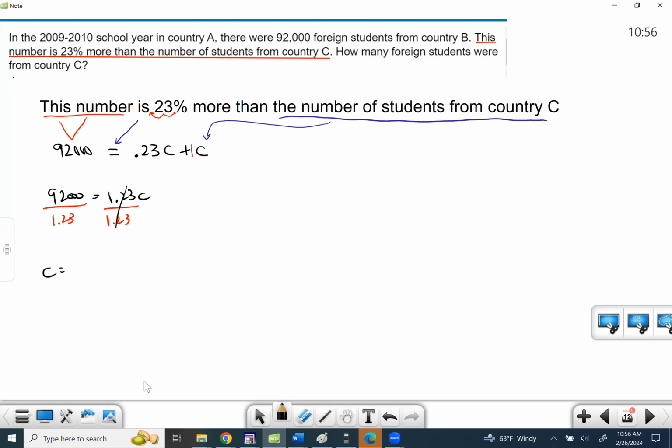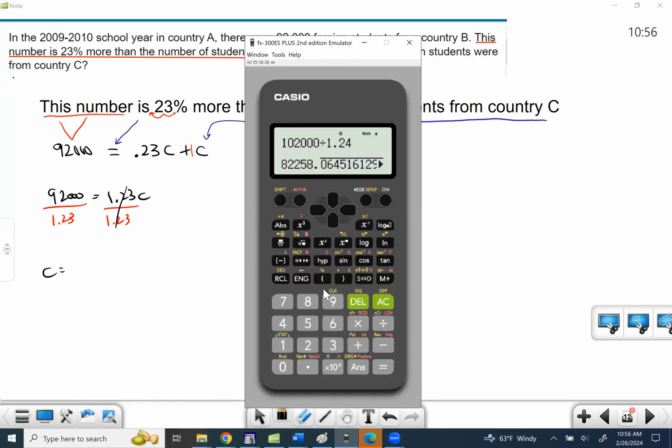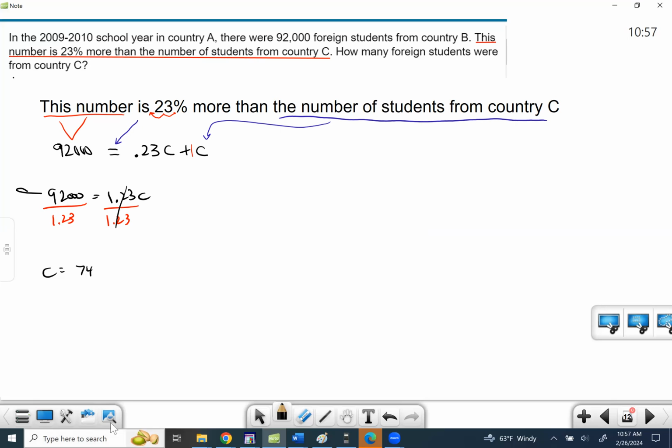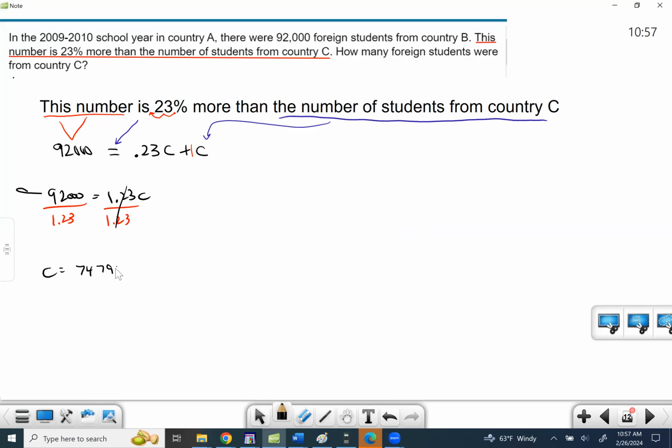We have to do 92,000 divided by 1.23. Let me make sure I'm typing it in right. Okay, so 92,000 divided by 1.23 gives 74796.7. Now, what's hard about this problem besides all this is just reading it incorrectly.